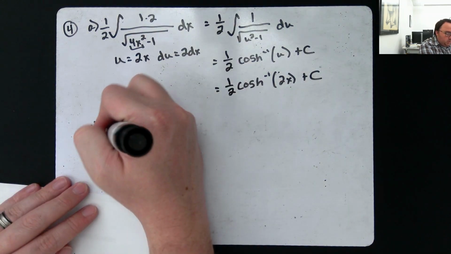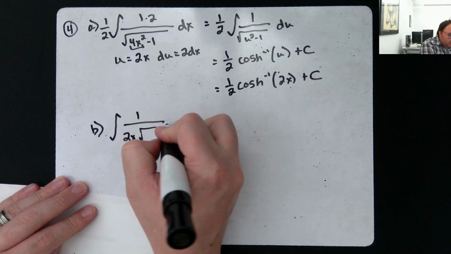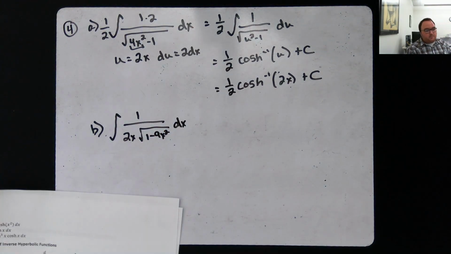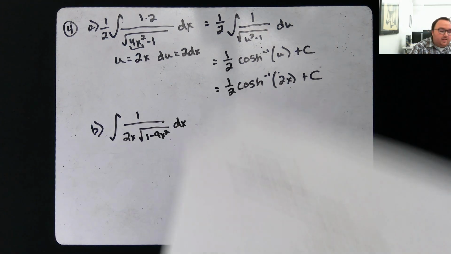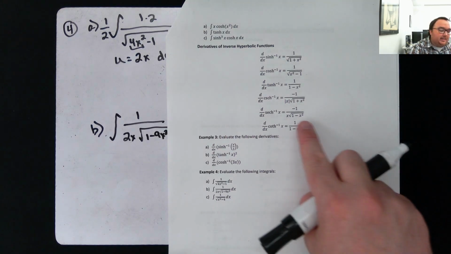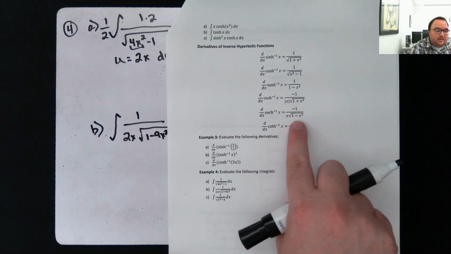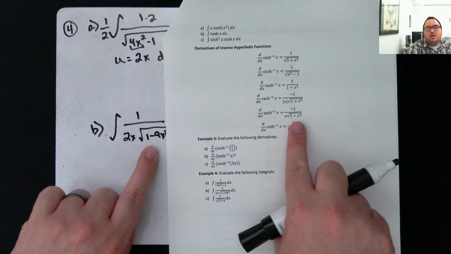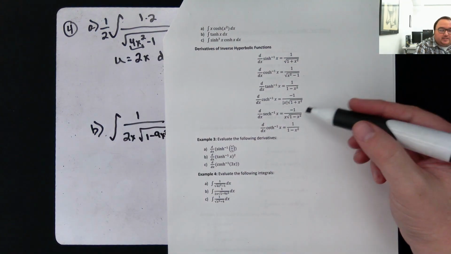b is the integral of 1 over 2x times the square root of 1 minus 9x squared dx. So the same thing here. I want to see if there's anything that looks kind of like that. So looking at our derivative rules, I can see that kind of looks like this, right? Because I have an x out front and then a square root of 1 minus stuff squared. So it looks a lot like this rule does. So let's try to make it look just like that.